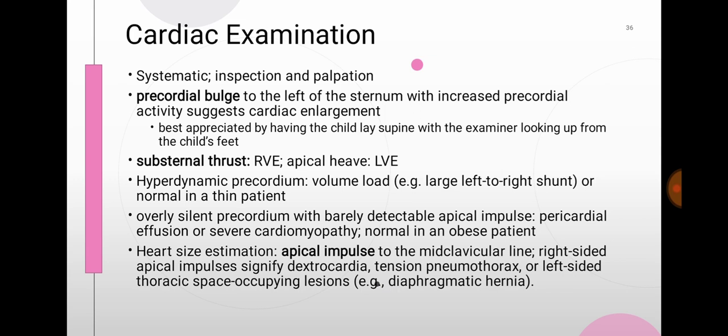Your apical pulse should be palpated. So where can you find your PMI, your point of maximum impulse? Fifth intercostal space, left midclavicular line. Okay, so it would estimate your heart size. If there's heart failure, your apical pulse will deviate. Also, if there are space-occupying lesions, like congenital diaphragmatic hernia, it would displace your heart to the other side.